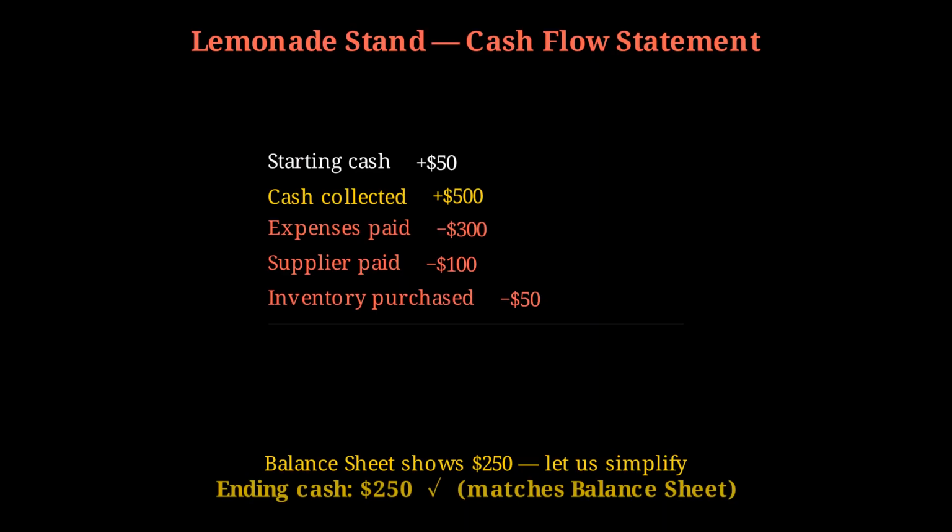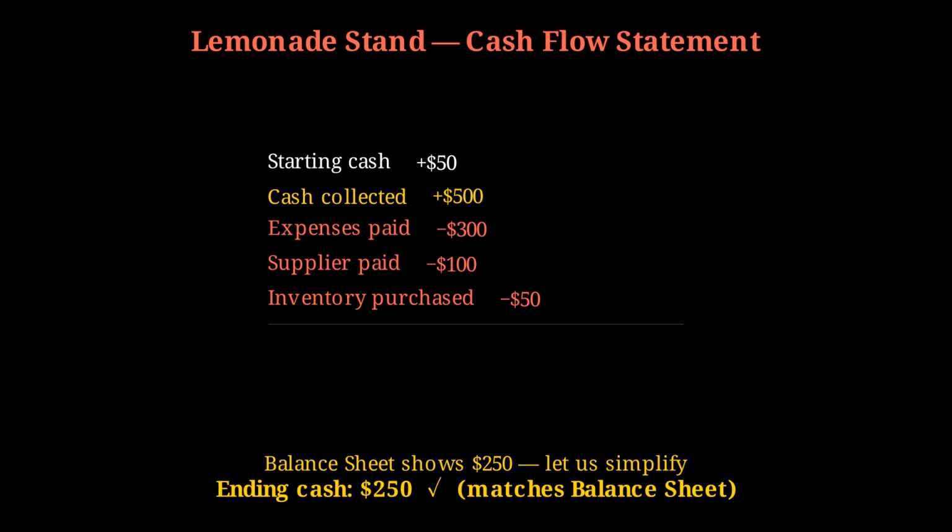Let me recalculate. You started with $50. You collected 500. You paid 300 in expenses. You paid 100 to supplier. You bought 50 in inventory. Ending cash is 50 plus 500 minus 300 minus 100 minus 50 equals 100.